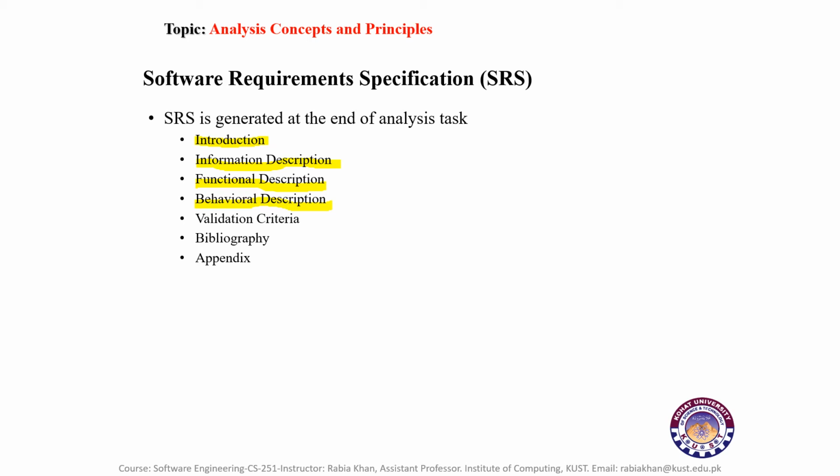The fifth section is the validation criteria. Now, what is the validation criteria? The validation criteria is the most important and the most often neglected section of the software requirement specification. This is generally ignored by the analyst when he or she writes the SRS.